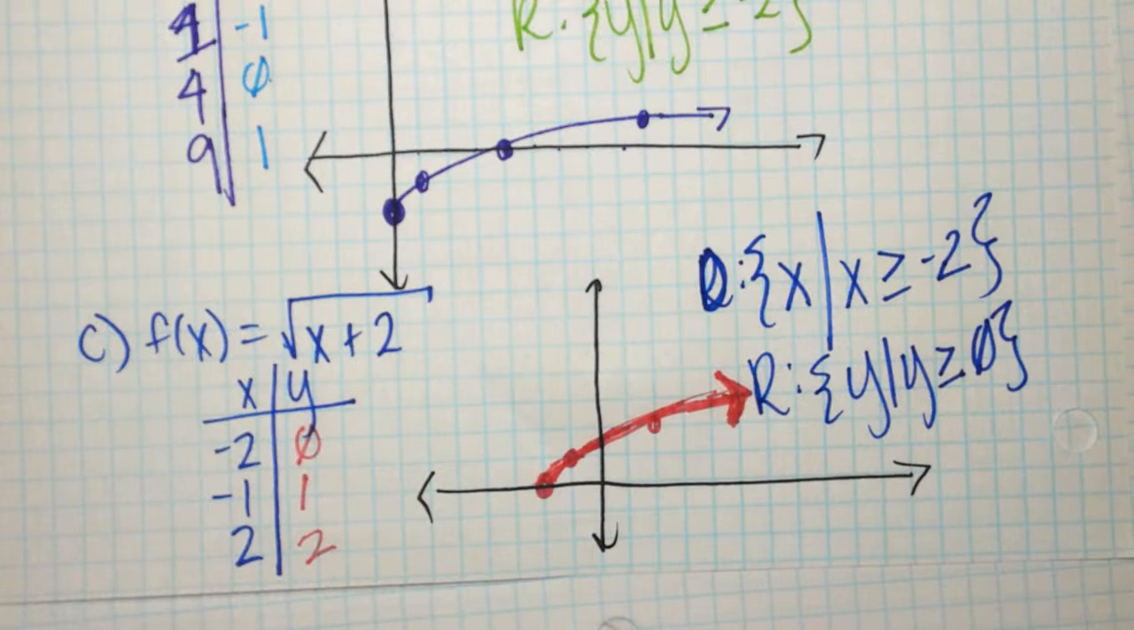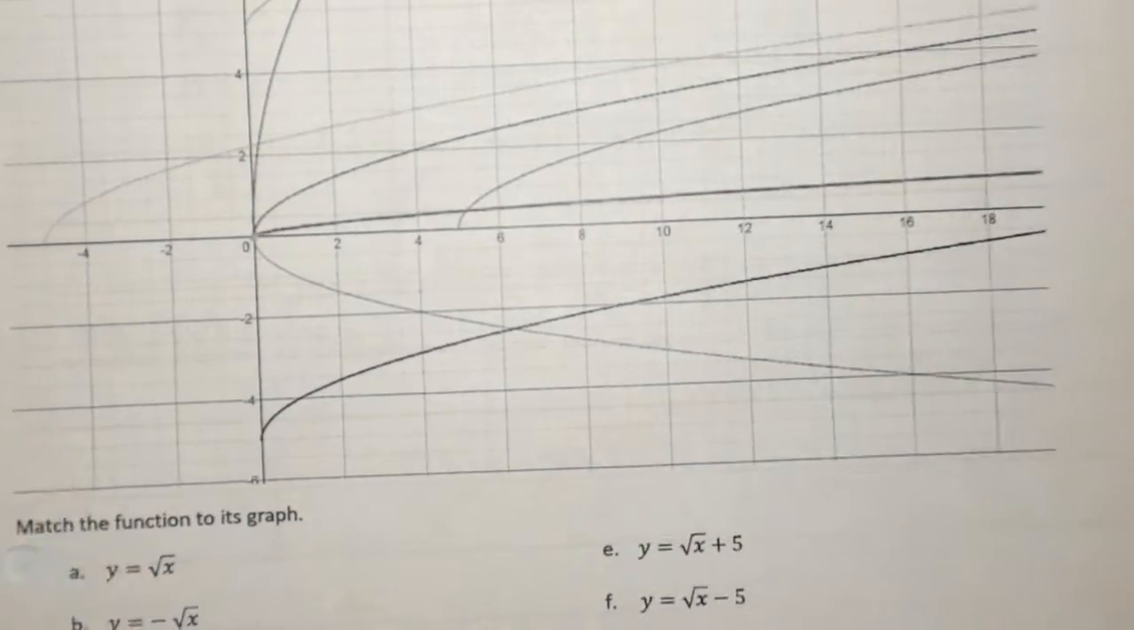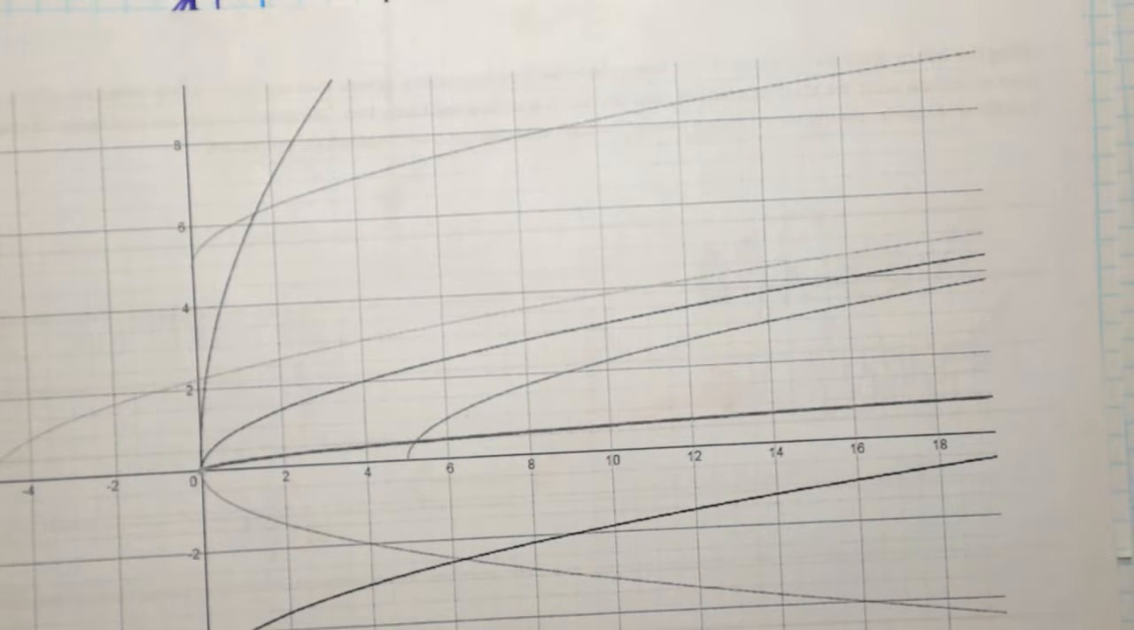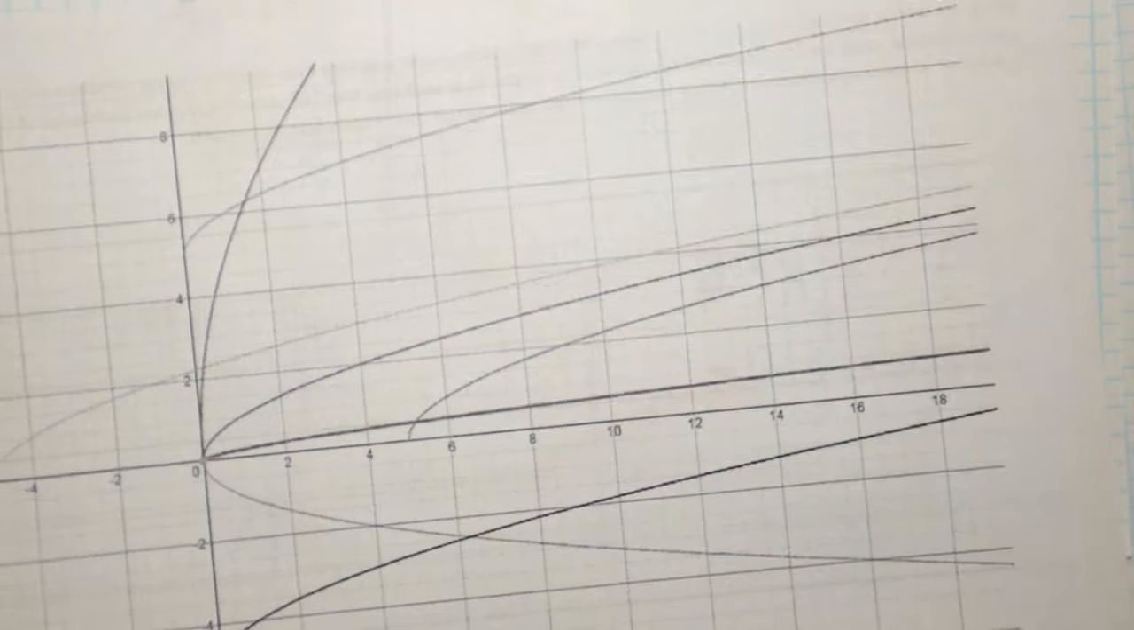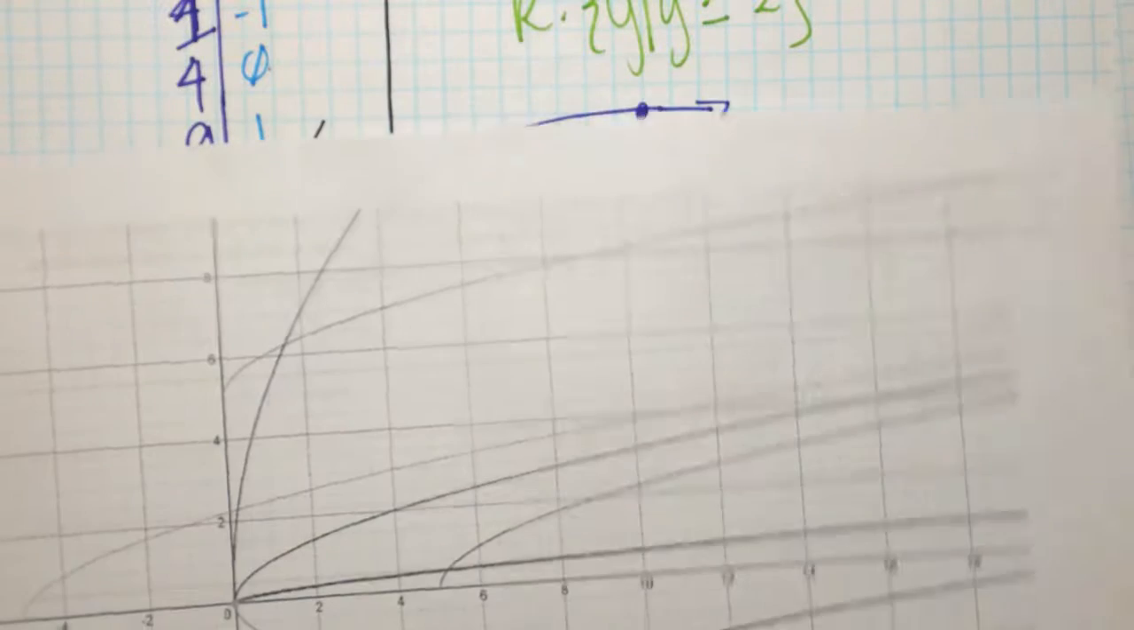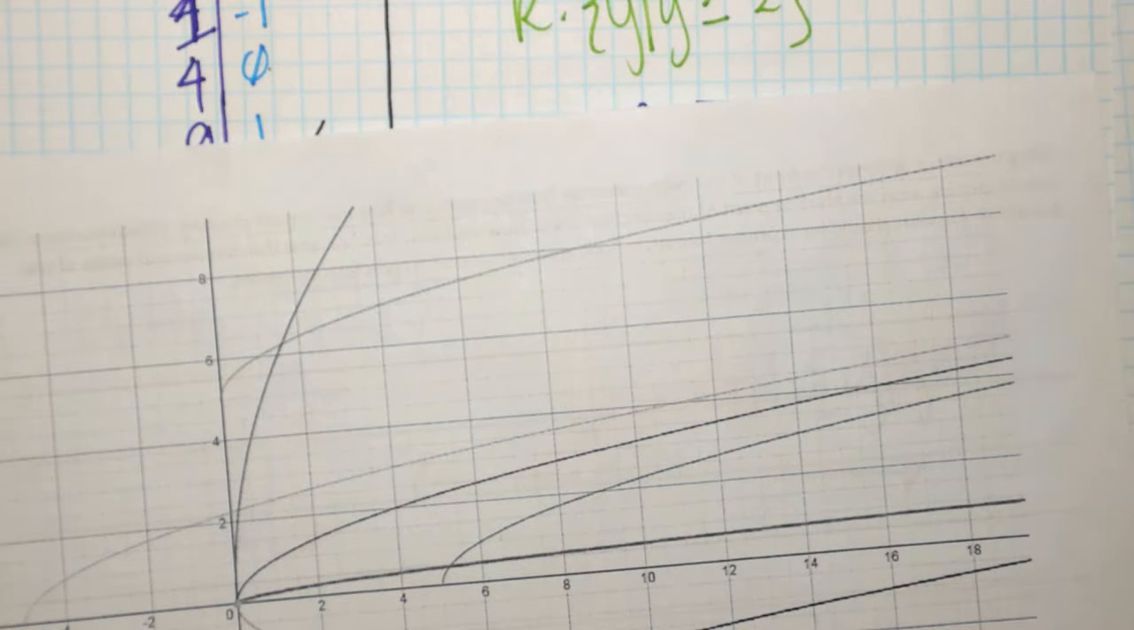Alright, so right now what we're going to do is we're going to have a worksheet where we match up the function to the graphs up here. And it should be in different colors, so I'll find mine with different colors. But, you know, we only have a black and white copier.